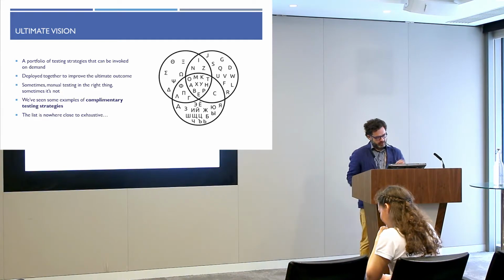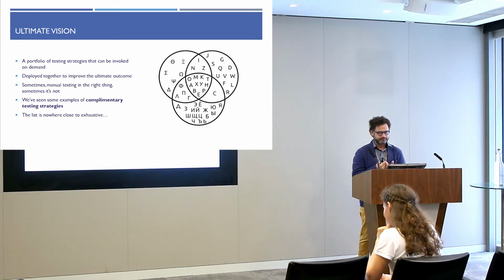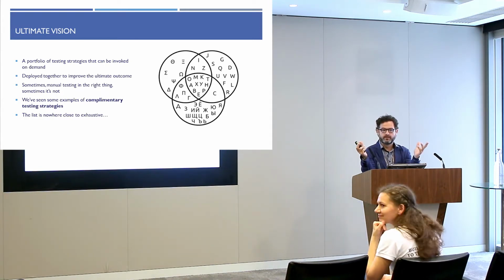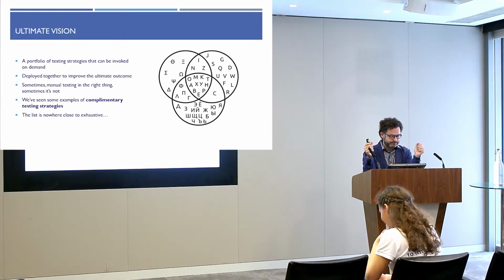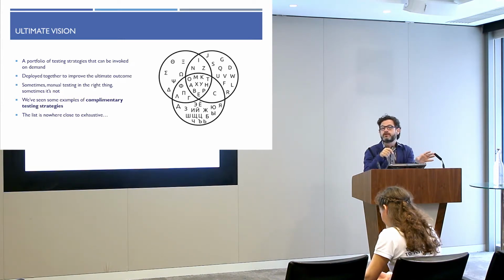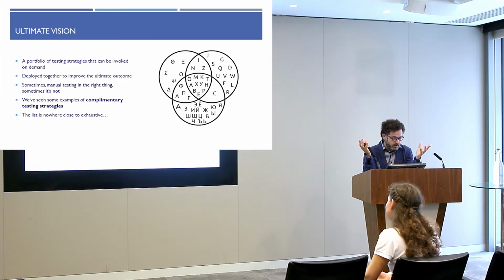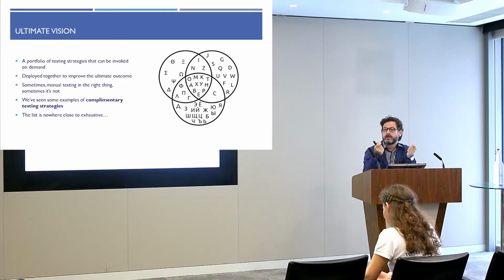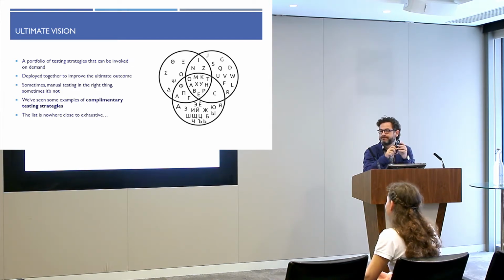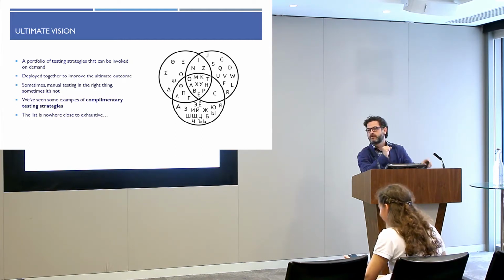So the ultimate vision here is that we have a portfolio of testing strategies that can be invoked on demand, applied to a given piece of code. We want to deploy them together to improve the ultimate outcome, such as coverage or some notion of coverage. Sometimes manual testing is the right approach. I don't have much against it. Sometimes automation is the right thing to do. We've seen some examples of testing strategies that I think are complementary to each other. But figuring out clever and effective ways to combine them for given settings, that's something that requires further thinking and further work. So I'll stop here. If you have questions, I'm happy to take a couple.